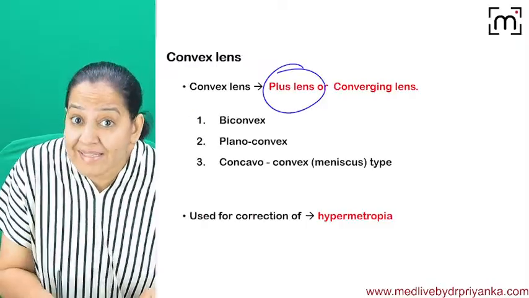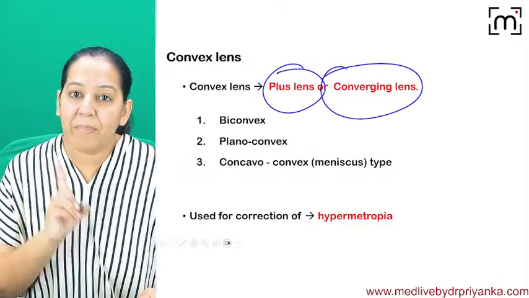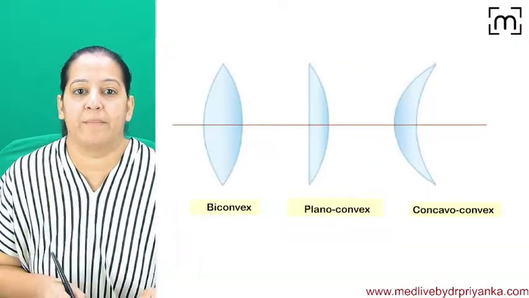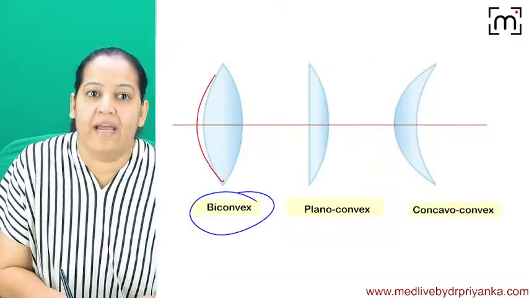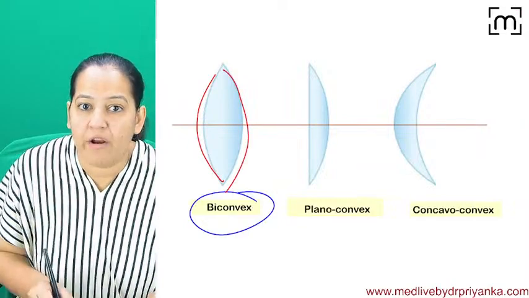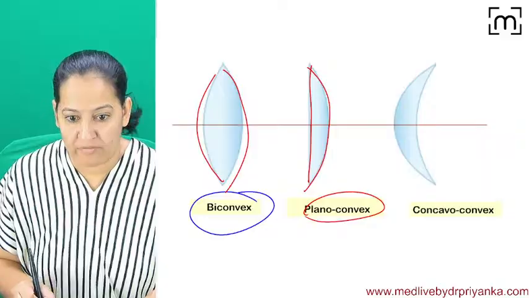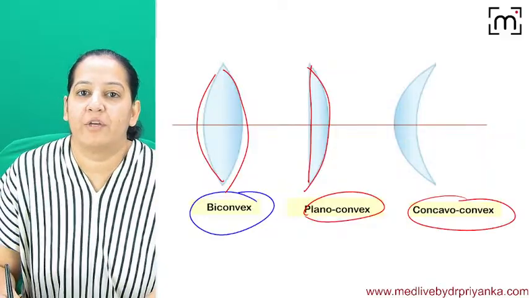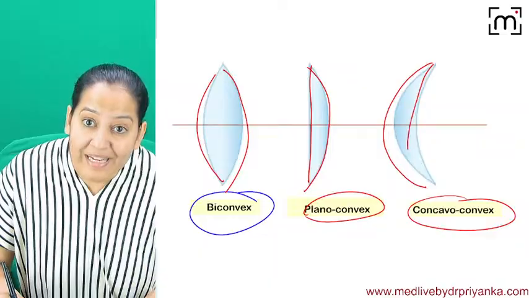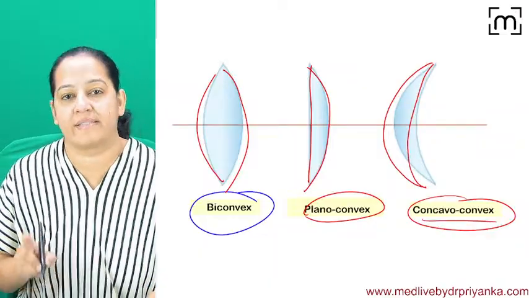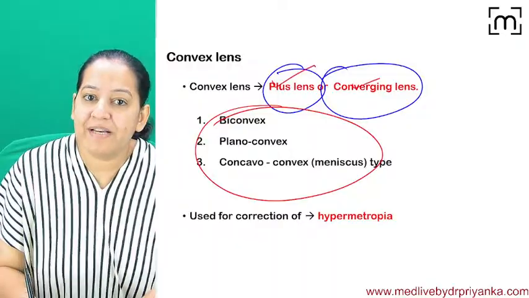Convex, also known as plus lens or converging lens, because they do convergence. They are of three types. You can see biconvex. You can appreciate the surface. This is biconvex. This is plano-convex: one surface is plane, one is convex. And third is concavo-convex. You can appreciate one surface is convex, but the other surface is concave. So everyone knows now the three types of the convex lens.